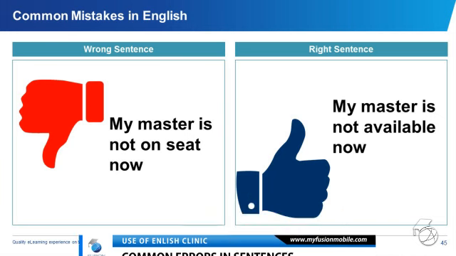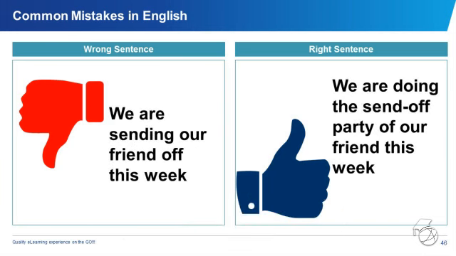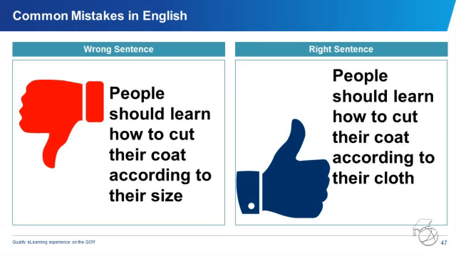We are sending our friend off this week. Is wrong. The correct thing to say is we are doing the send-off party of our friend this week. It is wrong to say people should learn how to cut their coat according to their size. Rather, you say people should learn how to cut their coat according to their cloth.